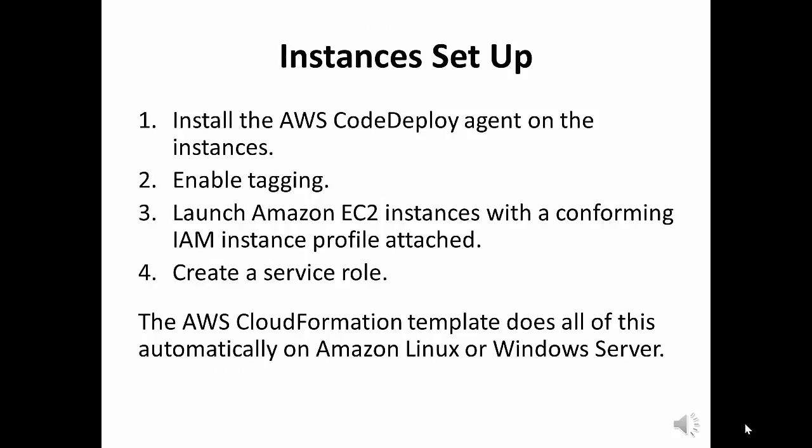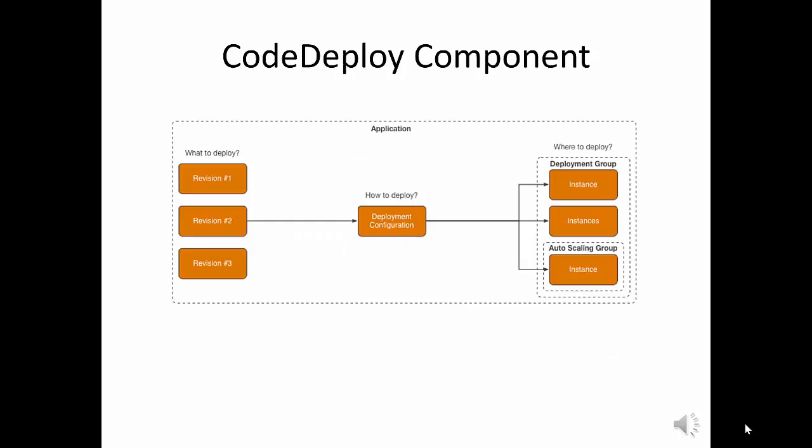Before you start CodeDeploy, you have to set up the instance. The instance has to have the AWS CodeDeploy agent installed. You also have to enable tagging. The IAM instance profile has to be attached to the Amazon EC2 instance. Besides, you have to create a service role. All this can be done with the AWS CloudFormation template.